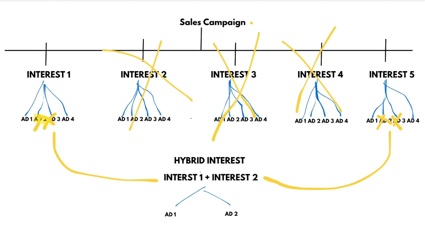Both have similar ads, so we can put ad 1 and ad 4 in a single ad set, right? Combine those two interests, put ad 1 and ad 4. We have now created a hybrid, like an offspring from interest 1 and interest 5. You can say it is a hybrid interest, right? Interest 1 and interest 5 combined will give you a much bigger audience. We have ad 1 and ad 4 which are performing in both ad sets, right?